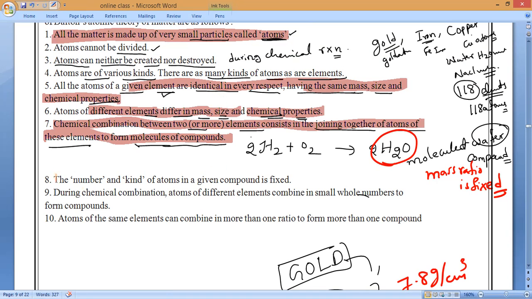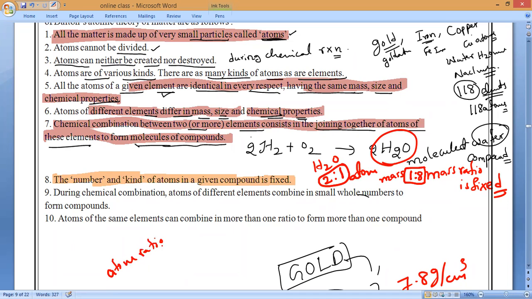That is the next point: the number and kind of atoms in a given compound is always fixed. For example, in water the number of hydrogens is 2 and oxygen is 1. This is the atom ratio. What is the mass ratio? 1:8. Remember, the atom ratio and mass ratio are always constant in a given compound. In water, 2:1 is the atom ratio, and the mass ratio is 1:8, meaning 1 part of the total mass is hydrogen and 8 parts is oxygen. This always remains constant.